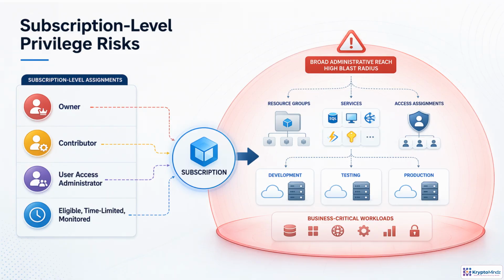At subscription scope, privilege stops being local. For example, an engineer with permanent contributor access may not be an owner, but they can still deploy resources, change networks, modify storage settings, and affect production infrastructure across many resource groups. Owner expands that risk further by adding control over access assignments. User access administrator creates a different path to escalation by granting access to others. A safer pattern is eligibility, approval, time limits, and monitoring, with subscription-level roles reserved for specific operational needs.